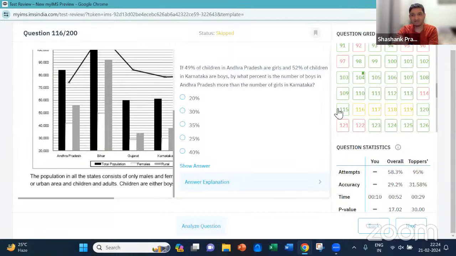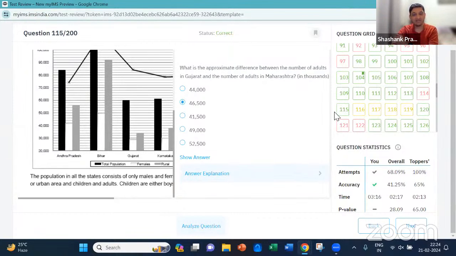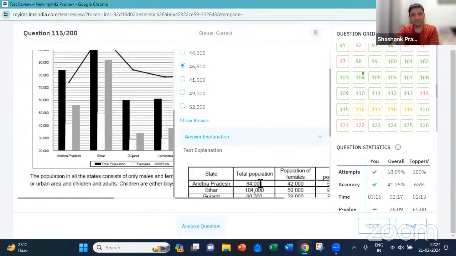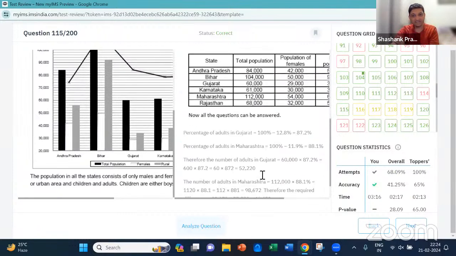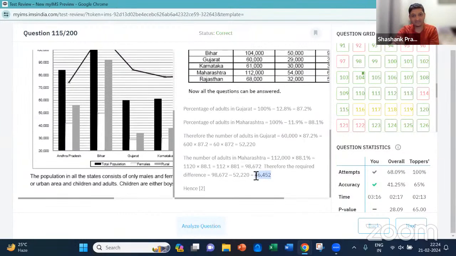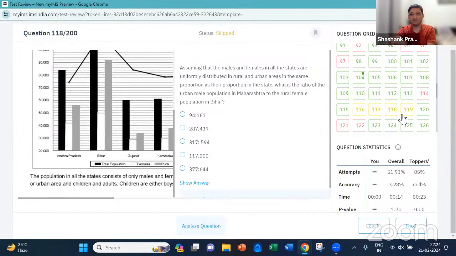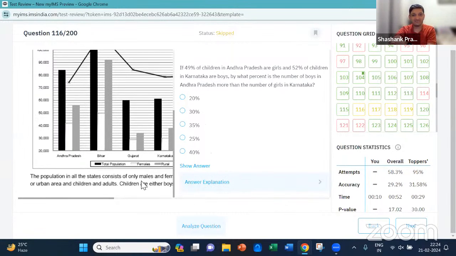116, galat nahi ho gaya, kuch to, I got something right, something wrong. 115, I got right somehow. This was a lucky guess. I worked very hard and I marked something. 46, 452, right? So there was some, yeah. I don't know if this was right or not. 98, 672, 52, 220. I don't know if I got the calculations right. One of the first few questions that we did right. This though we didn't get time to even guess. What if I would have guessed these 4? See, यहाँ पे C right होता.